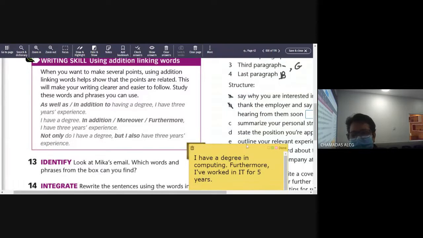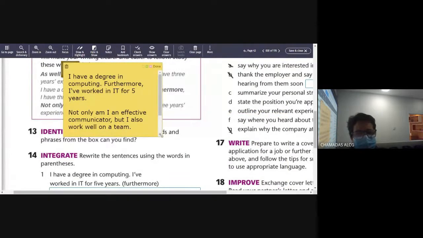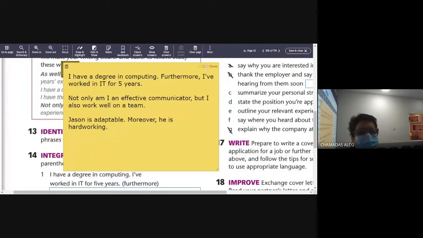So let's take a look at this box here. Let me try to bring it to the middle here. So you can see, look, I have a degree in computing, period. Furthermore, comma, I've worked in IT for 5 years. Okay, this is a nice example. Next one, not only am I an effective communicator, comma, but I also work well on a team. So not only in one sentence, but I also in the other sentence changes the sequence of the sentence. I don't know if you noticed, but look at the first one here. Not only am I, this is a question form.